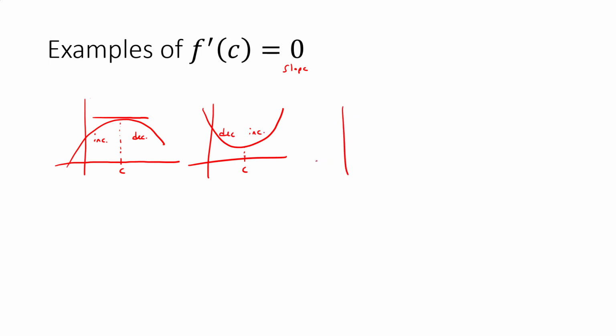But it doesn't have to change direction. So another example would be something like this. Just like a cubic kind of a shape. And this would go from increasing to increasing again, but in the middle here, there would be one place where the slope would be 0.